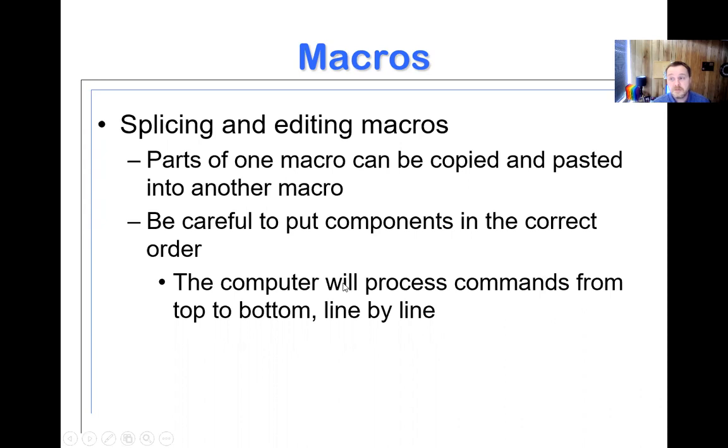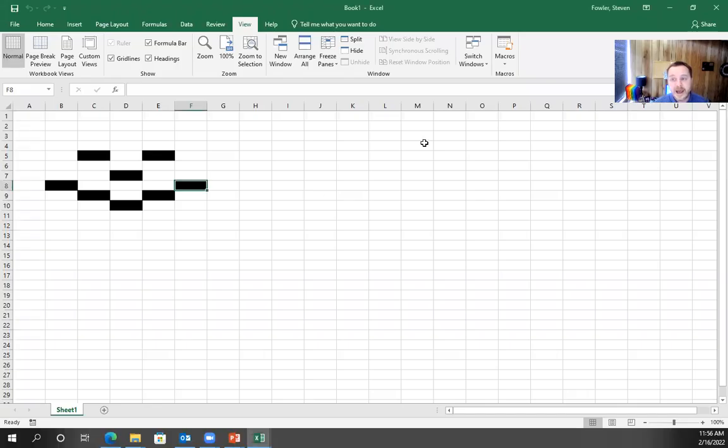You could just record the entire macro over again. That's fine. That's not the only way to do this. What else can we do, right? Well, let's say I want to add something to an existing macro. Here's how I like to do it.